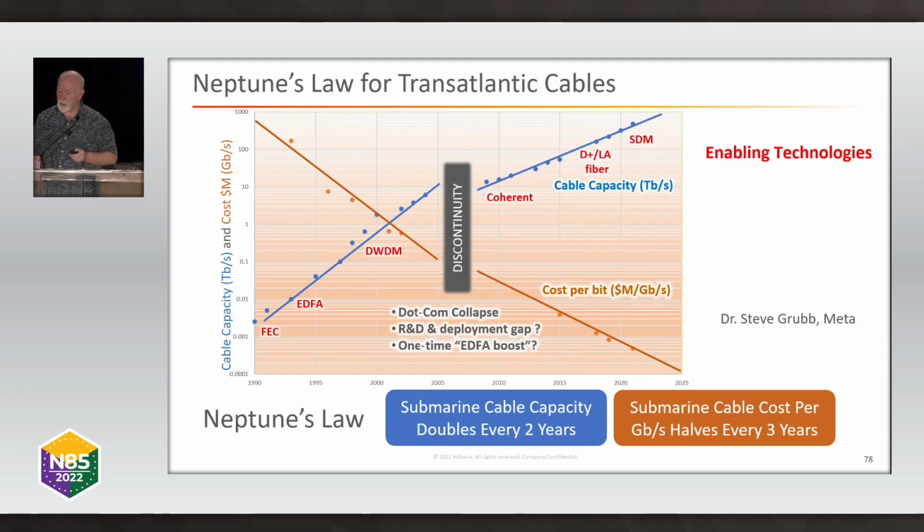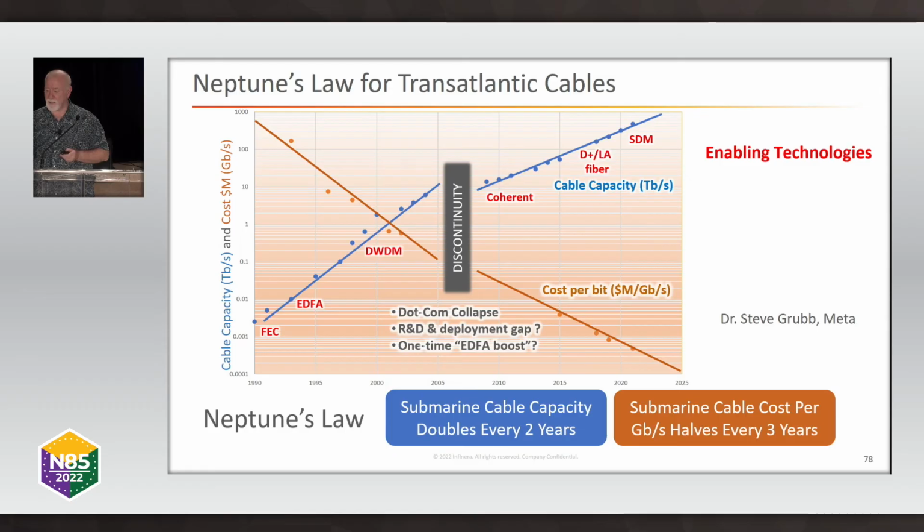So what he also shows are the enabling technologies along that curve. We have forward error correction technology that boosts capacity. We have the EDFA, then the emergence of WDM, then coherent comes along, and then we have large area fibers and high positive dispersion fibers, and the latest technology is SDM.